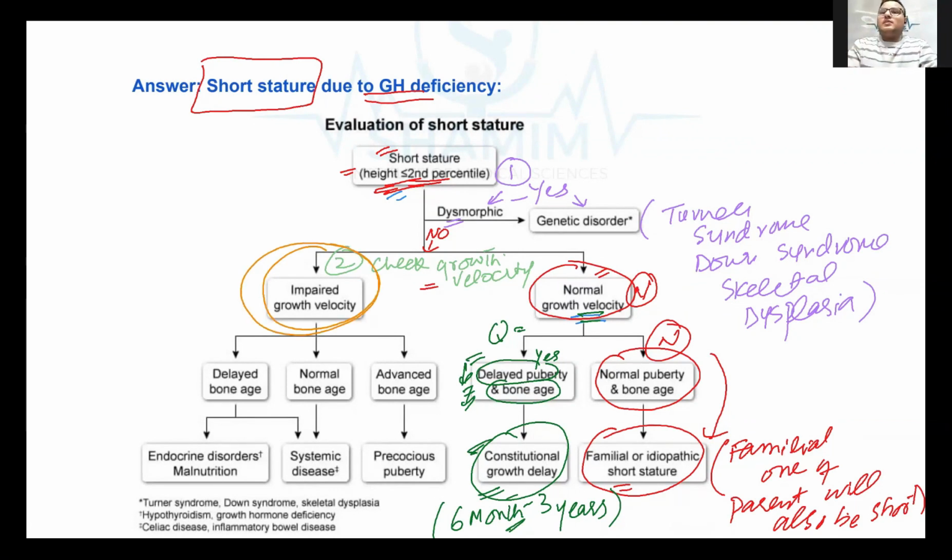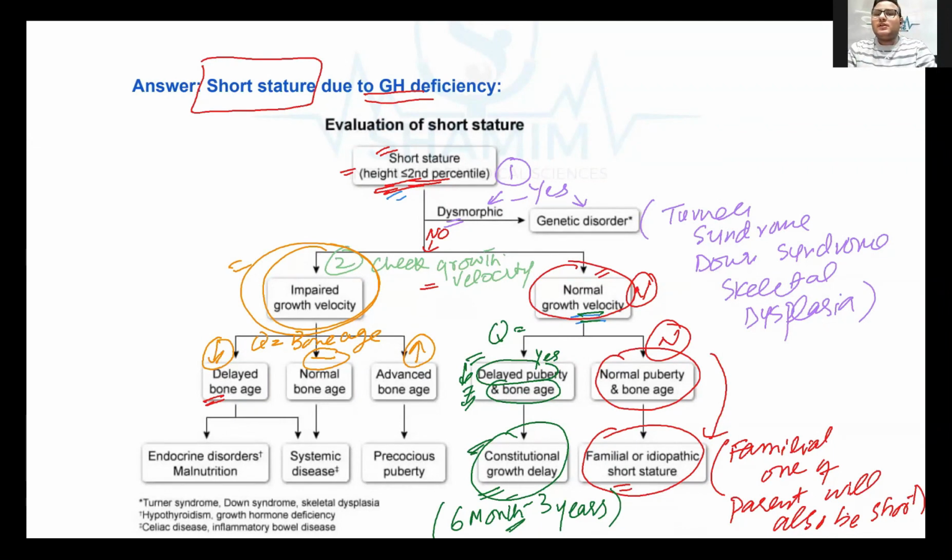Now we will check short stature and impaired growth velocity. Then we will ask again about bone age. Our question will be: is bone age increased, decreased, or normal? There are three scenarios: bone age is decreased, bone age is normal, or bone age is increased. First, we will discuss where there is delayed bone age. In this scenario, delayed bone age, there will be endocrine disorders.